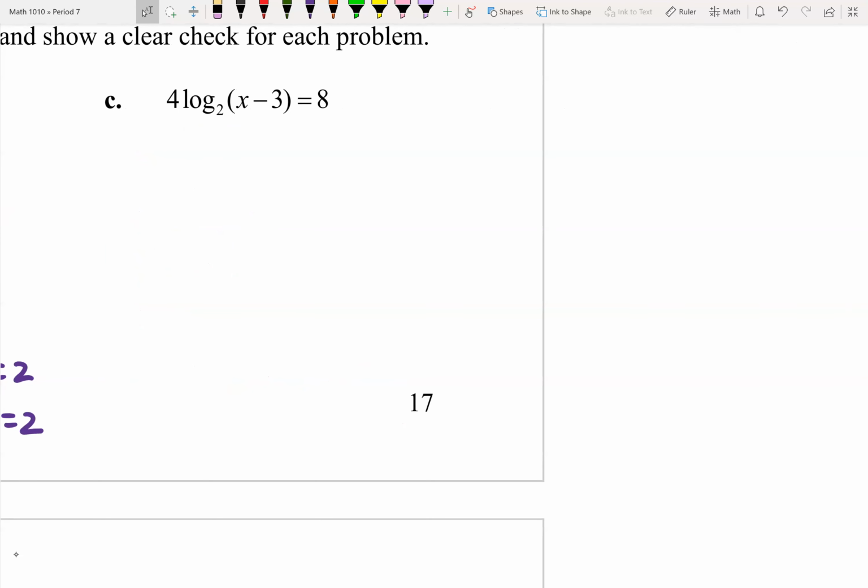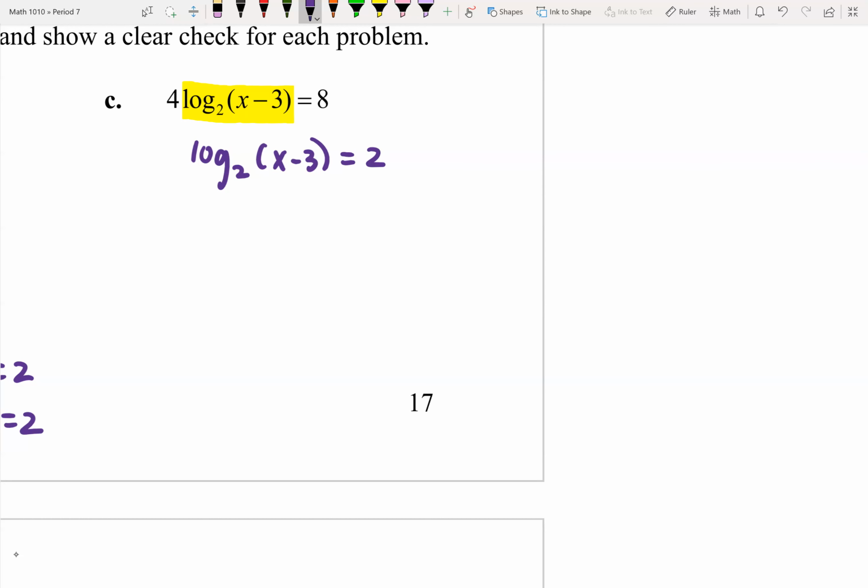Okay, question C. Take your highlighter and I want you to highlight the log and everything that's embedded in that log. And then I want you to freeze. Look at what you highlighted. Did you highlight the 4? No, you should not have. Here's my log. Here's my base. Here's what I'm taking the log of, including the 3. Am I stuck? No. Why am I not stuck? Divide by 4. Good. So now I have log base 2 in parentheses x minus 3. Don't drop those parentheses. 8 over 4 is a 2.